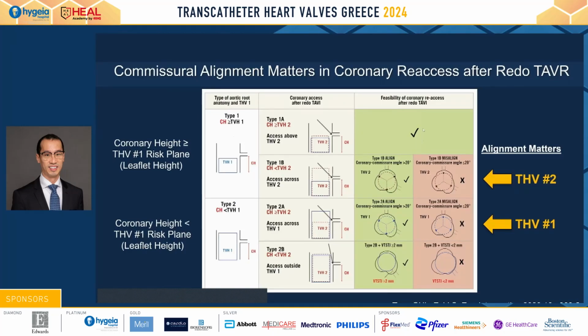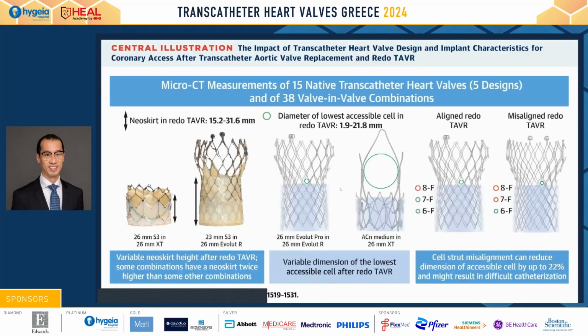And you can see that if you have 2 valves in place after redo TAVR, the commissure alignment of the second valve is important. If the first one is a short valve, the second one being tall would matter, and vice versa. If the first valve is a tall valve, then the commissure alignment would matter first, especially if the second valve is a short valve or particularly a tall valve. The problem with the tall and tall combination of redo TAVR is that these 2 valves don't align in the cells. So you really reduce the cell opening significantly after the second valve goes in. In fact, it might not even be feasible to perform coronary access afterwards.